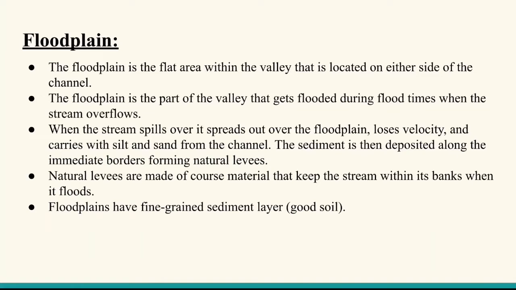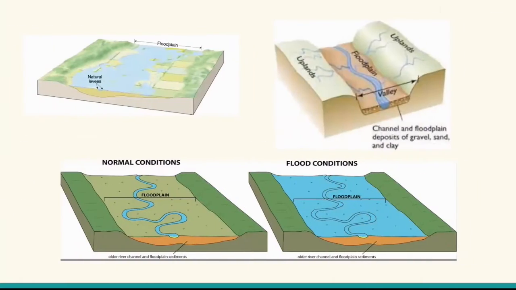The sediment is then deposited along the intermediate borders, forming natural levees. Natural levees are made of natural coarse materials that keep the stream within its natural banks when it floods. Floodplains have fine grained sediment layers, which leads to good soil. Here we have a few pictures of floodplains.